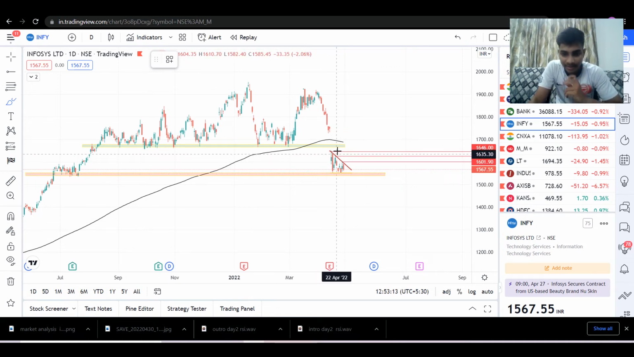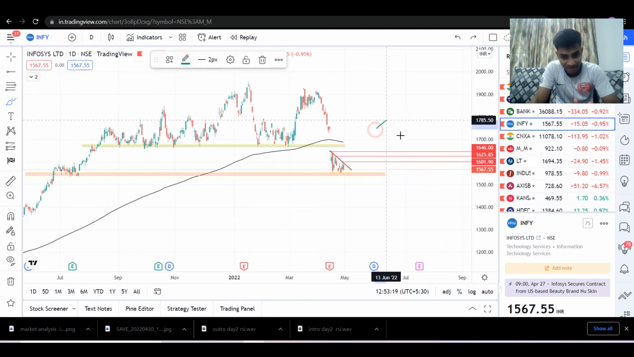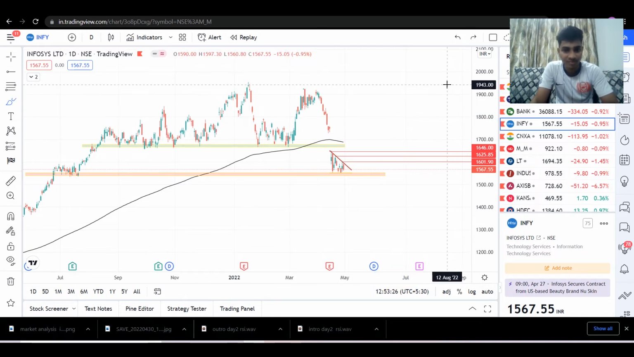Now just remember one thing: whenever a stock wants to correct, it never ever just keeps falling and falling. At some point it has to stop. Either it has to go sideways or it has to come out from that sideways pattern, and then it has to reverse, but it just can't keep falling and falling.